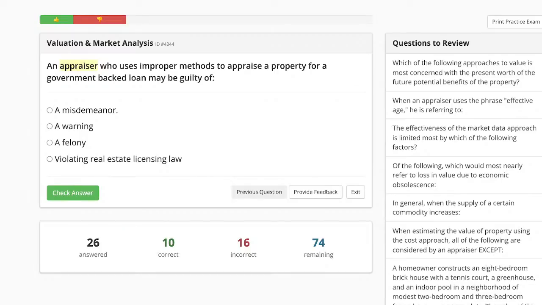Okay, an appraiser who uses improper methods to appraise a property for a government-backed loan may be guilty of A, a misdemeanor, B, a warning, C, a felony, or D, violating real estate licensing law.